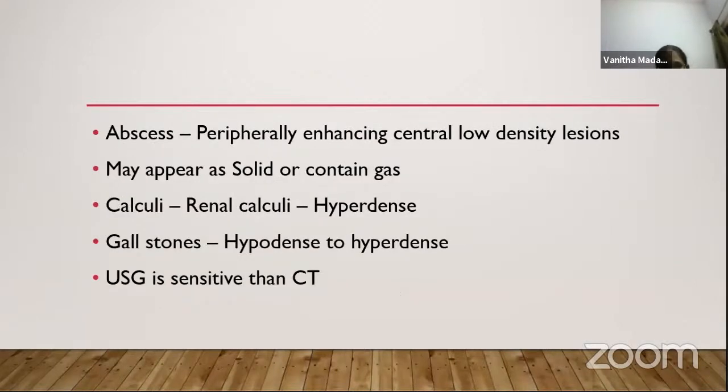Abscesses will be seen as peripherally enhancing lesions containing central low density areas. So abscesses may appear solid, or otherwise they can contain gas. And calculi will be seen as hyperdense structures, whereas most of the renal calculi will appear hyperdense, some of the gallstones can be hypodense to hyperdense. So in gallstones, the most sensitive method is ultrasound rather than CT.